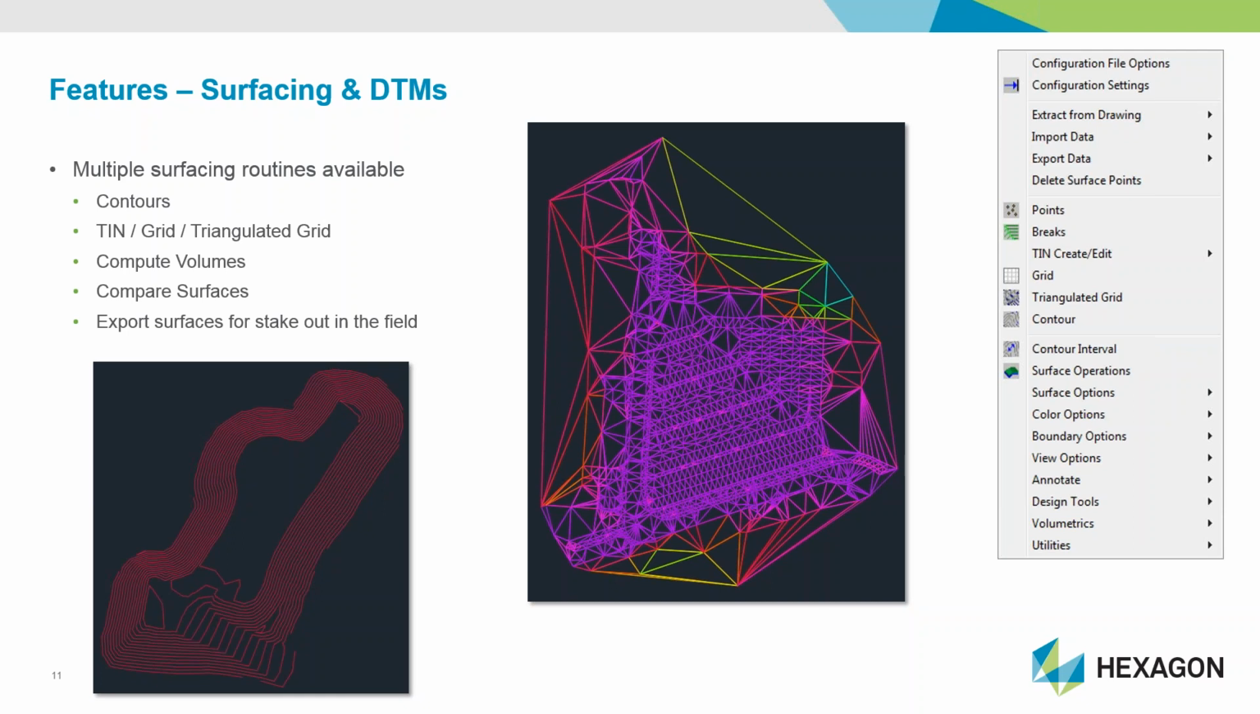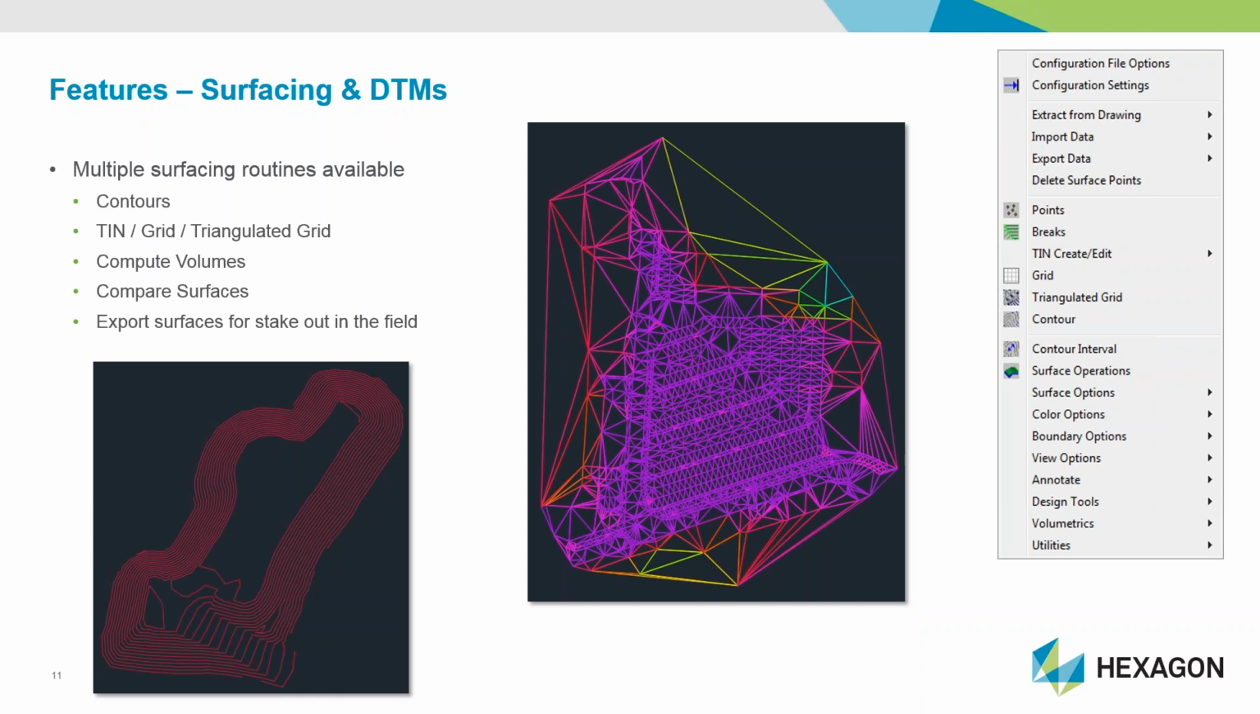Great, thanks. All right. So I guess, continuing on, surfacing and DTMs. For those of you that are interested in surfacing, MicroSurvey does have tools available which make creating things like TINs and contours very simple. If you need to compute volumes, compare surfaces, or send surfaces out to the field for stakeout, once you learn to use these tools, they can become very useful.